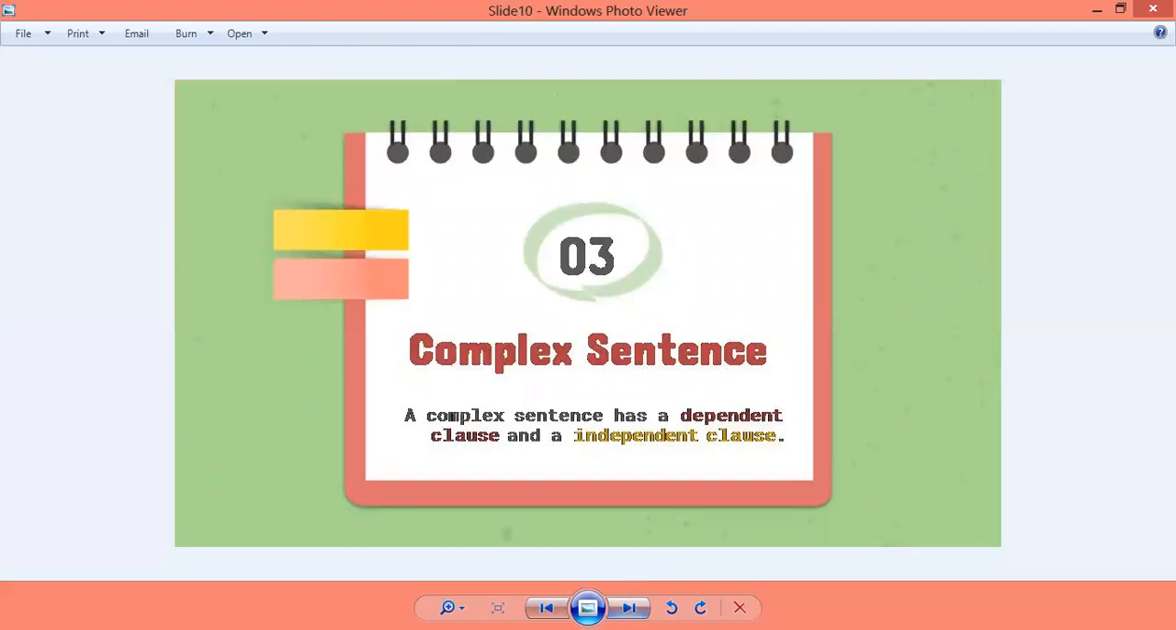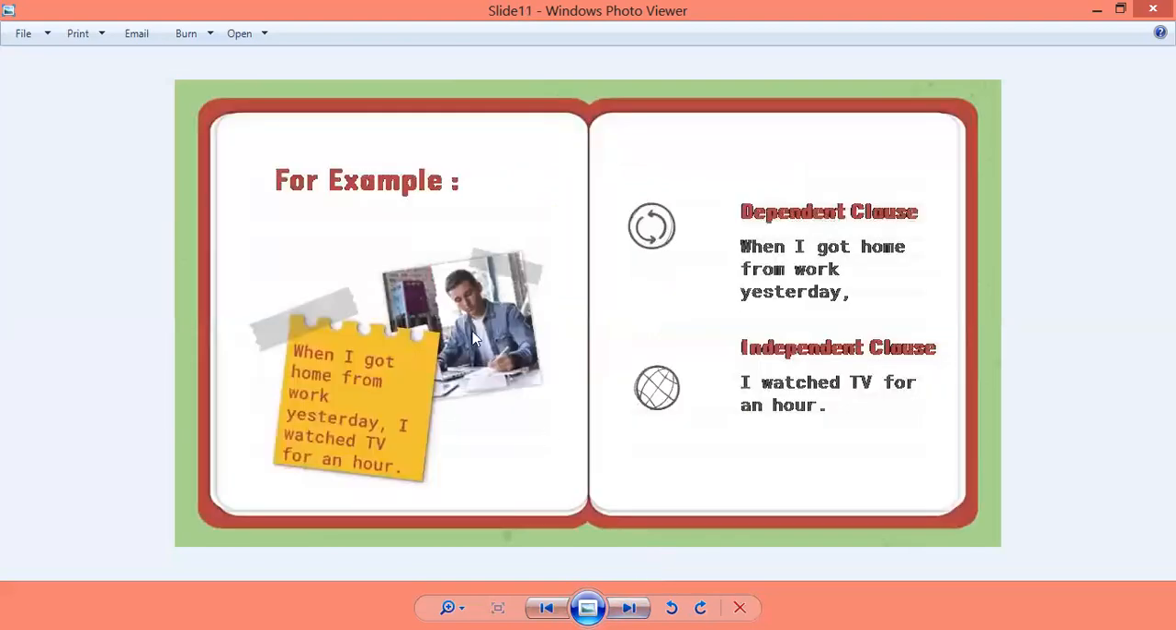All right, let us start with complex sentences. Comma वाला हम बाद में देखेंगे, but please hold that thought. All right, let us come to complex sentences. A complex sentence has a dependent clause and an independent clause. हमारे compound sentence में क्या हुआ था कि दोनों ही independent clause थे. Both the sentences were making sense on their own, but here in complex sentences, one clause is dependent and another one is independent, right? Let us take an example. Here, when I got home from work yesterday, comma, I watched TV for an hour.